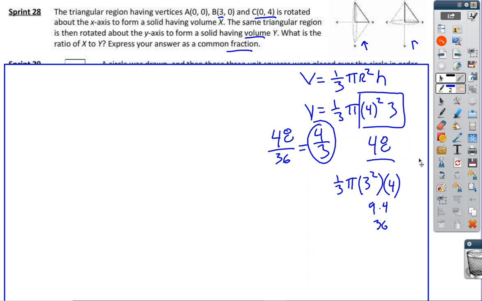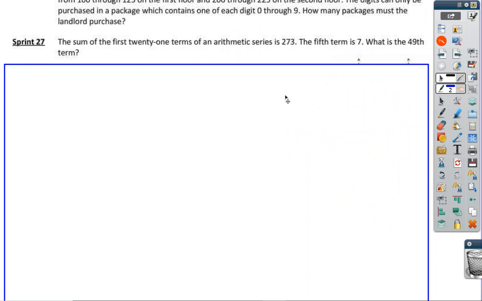All right, let's take a look at the next one.